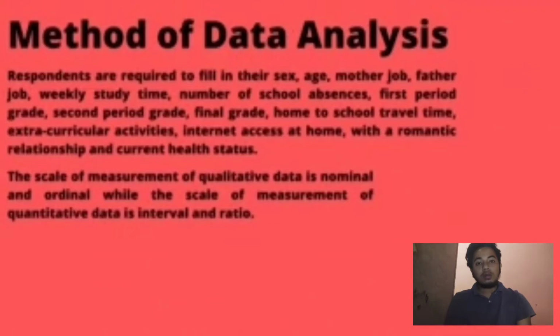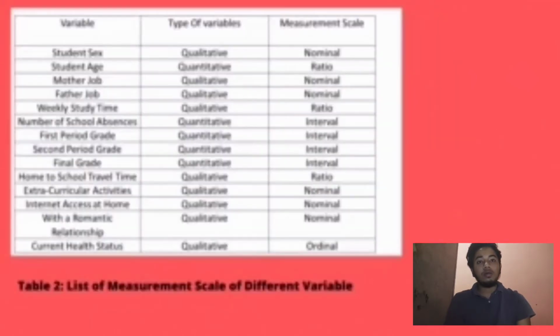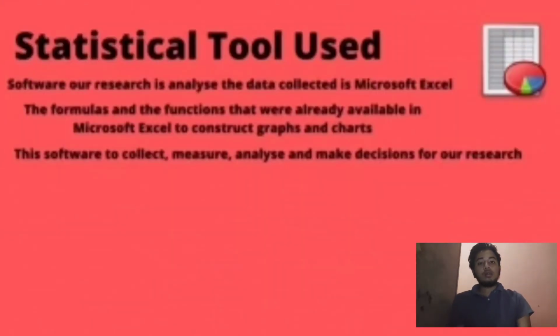The scale of measurement of qualitative data is nominal and ordinal, while the scale of measurement of quantitative data is interval and ratio. So this is a table. We have 14 variables. The statistical software used for analyzing the collected data in our research is Microsoft Excel. The formulas and functions readily available in Microsoft Excel construct graphs and charts. It is the software to collect, measure, analyze, and make decisions for our research.